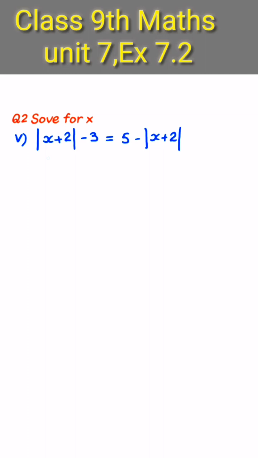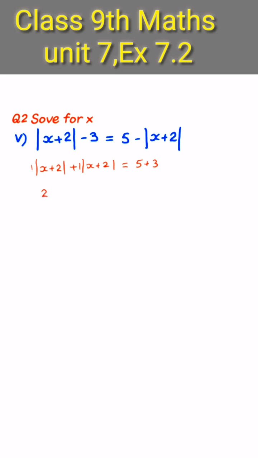First of all, we will combine absolute values. Absolute value of x plus 2 it will become plus... is equal to 5 plus 3. Absolute value of x plus 2 plus absolute value of x plus 2, we will get 1 plus 1.